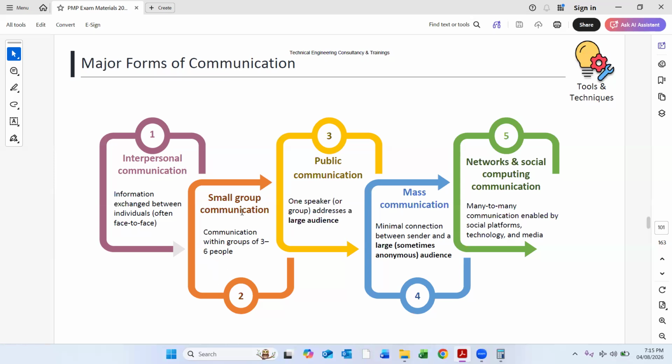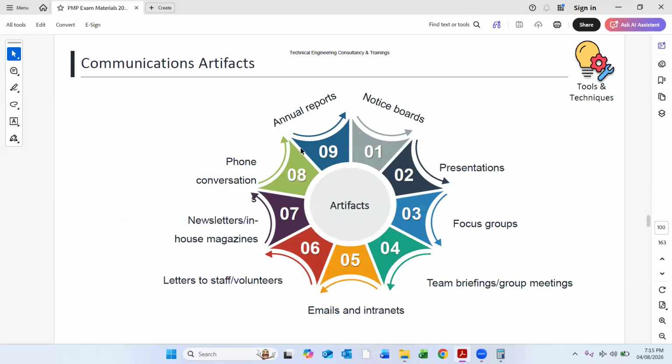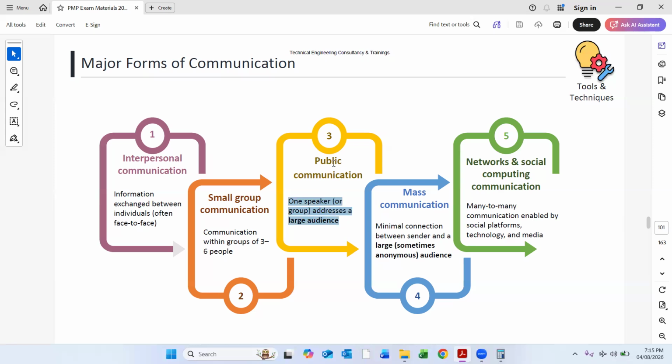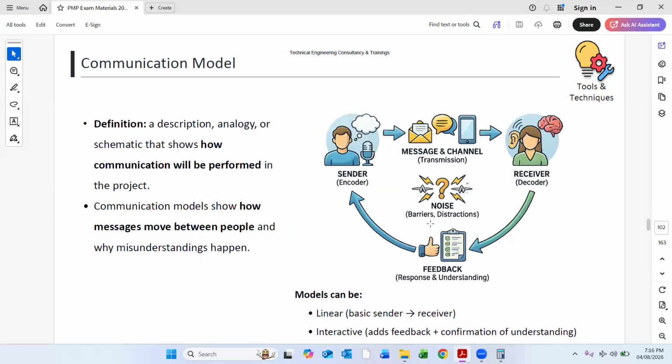We communicate with each other in small groups. And in public communication, we address a large audience, like the public boards, the notice boards, or the presentations. We are speaking publicly. In mass communication, there is minimal communication between sender and a large audience, sometimes an announcement. So it is like mass communication, like media reports or media videos, or newsletters. Networking and social, like, we are using different platforms like LinkedIn for official networking. Nowadays we are using LinkedIn.